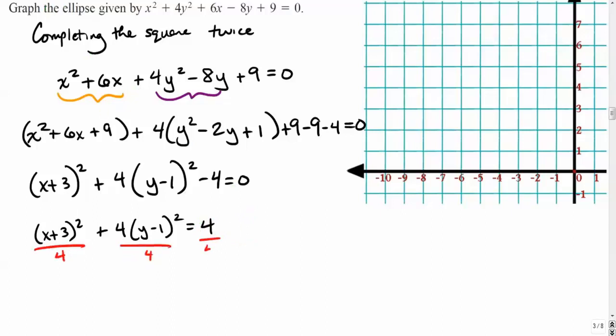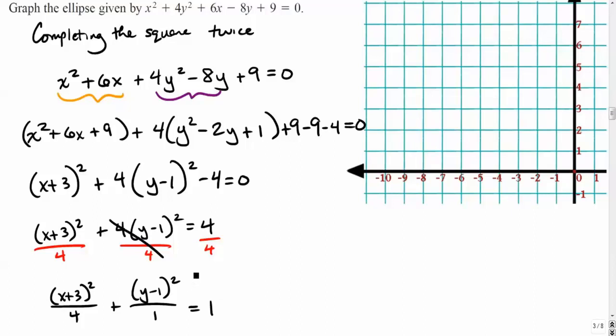When you divide everything by 4, you're left with quantity x plus 3 squared over 4 plus these cancel out, over, that's actually just y minus 1 squared over 1 is equal to 1.